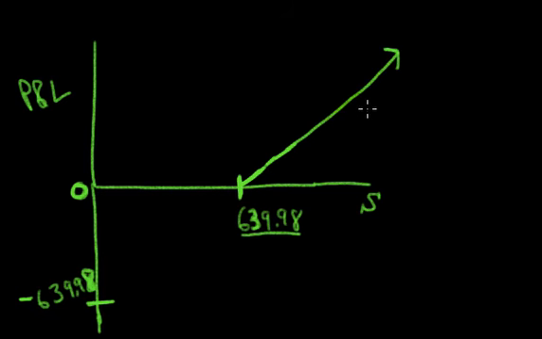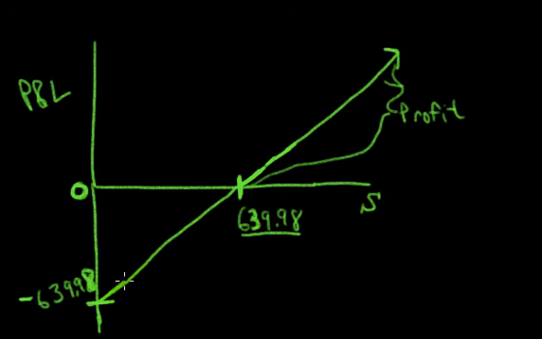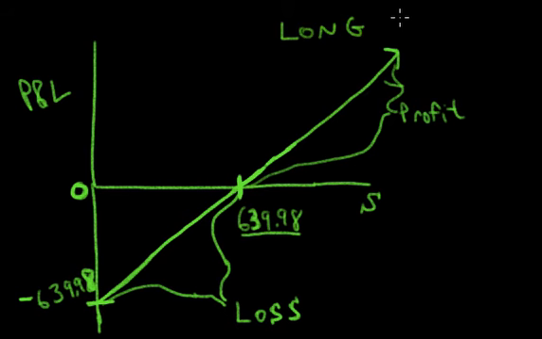So this is profit. Everything over here is profit. If Google goes down, right? If Google goes down, then we're going to lose money. This is loss. So that is what our P&L diagram looks like for a spot contract going long. This is again long 1 GOOG at 639.98. So this is what the, did I say payoff just now? I meant P&L. This is what the P&L diagram looks like of a long one Google at 639.98.